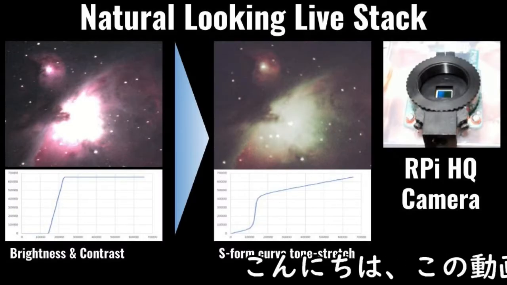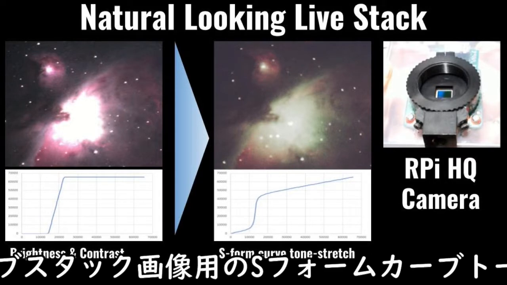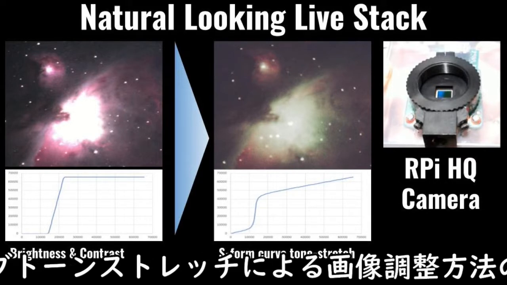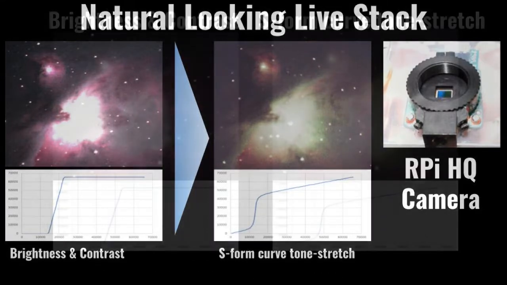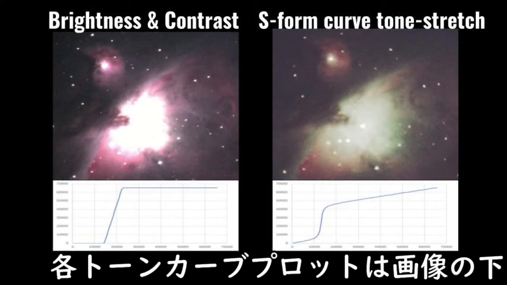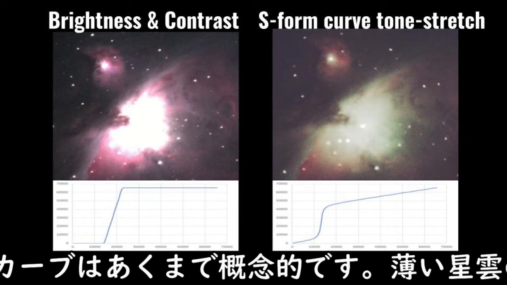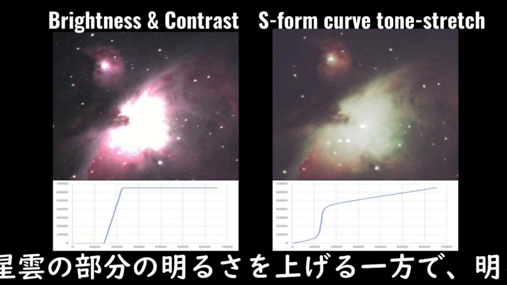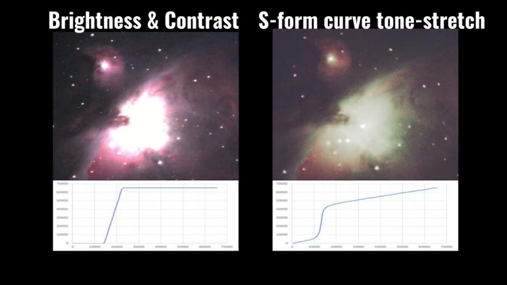Hi. This video shows my implementation of S-form curve tone stretch adjustment scheme for the HQ camera Live-stack images in my Raspberry Pi. Each tone curve plot is shown under the image. It's a conceptual presentation though. The idea is to increase the brightness of the faint cloud part, but to prevent the brightness clipping.